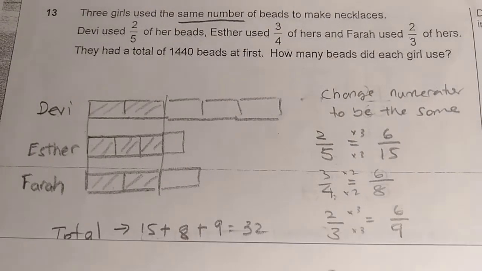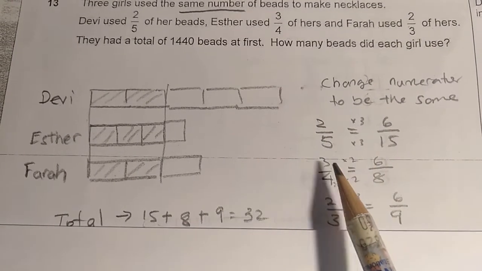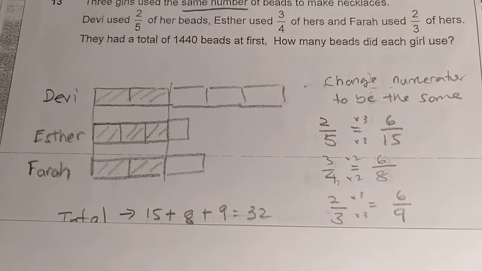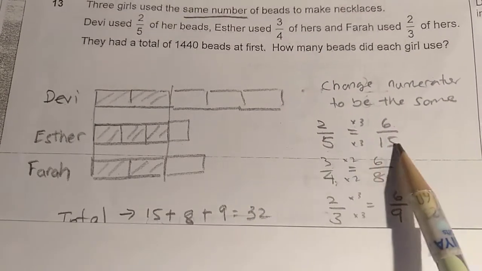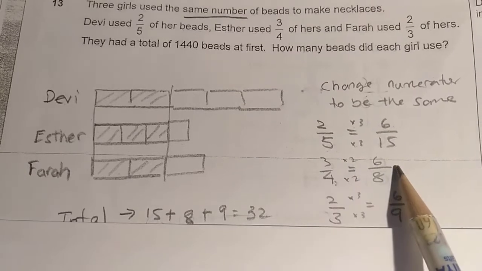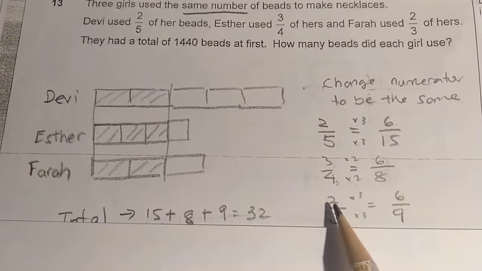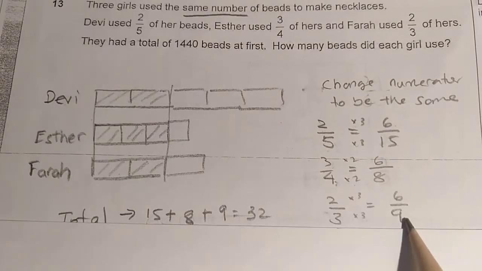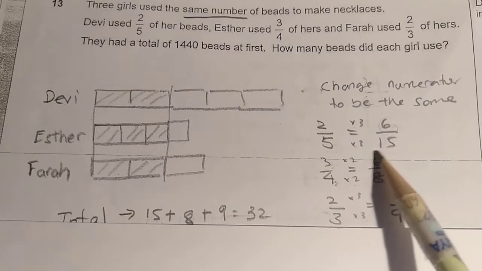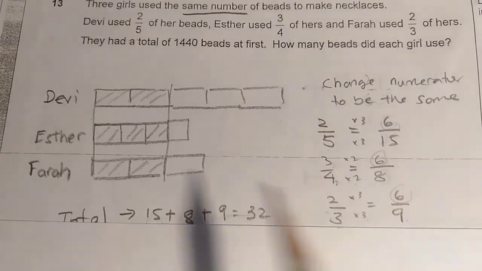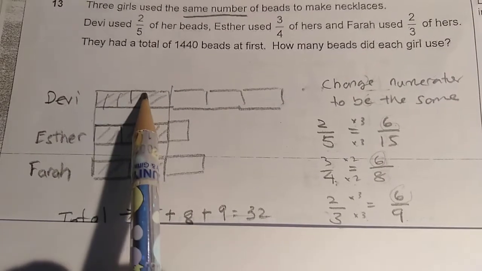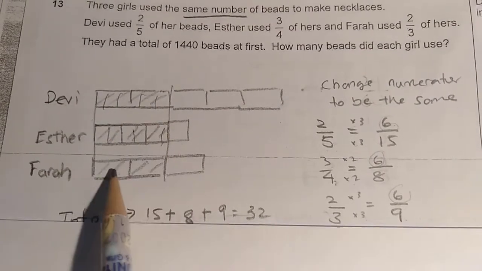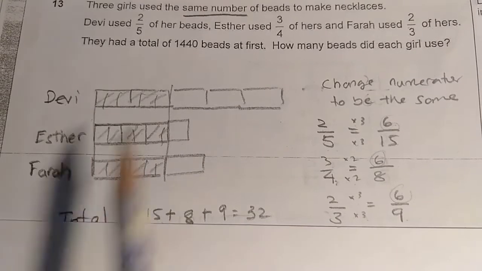So what I did was, I noticed 2 and 3 can be changed to a common multiple of 6. So I used 2 times 3 is 6, 5 times 3 is 15, 3 times 2 is 6, 4 times 2 is 8, 2 times 3 is 6, 3 times 3 is 9. This 6 now forms the equal parts, okay? Equal part is like this, cut, cut, same.